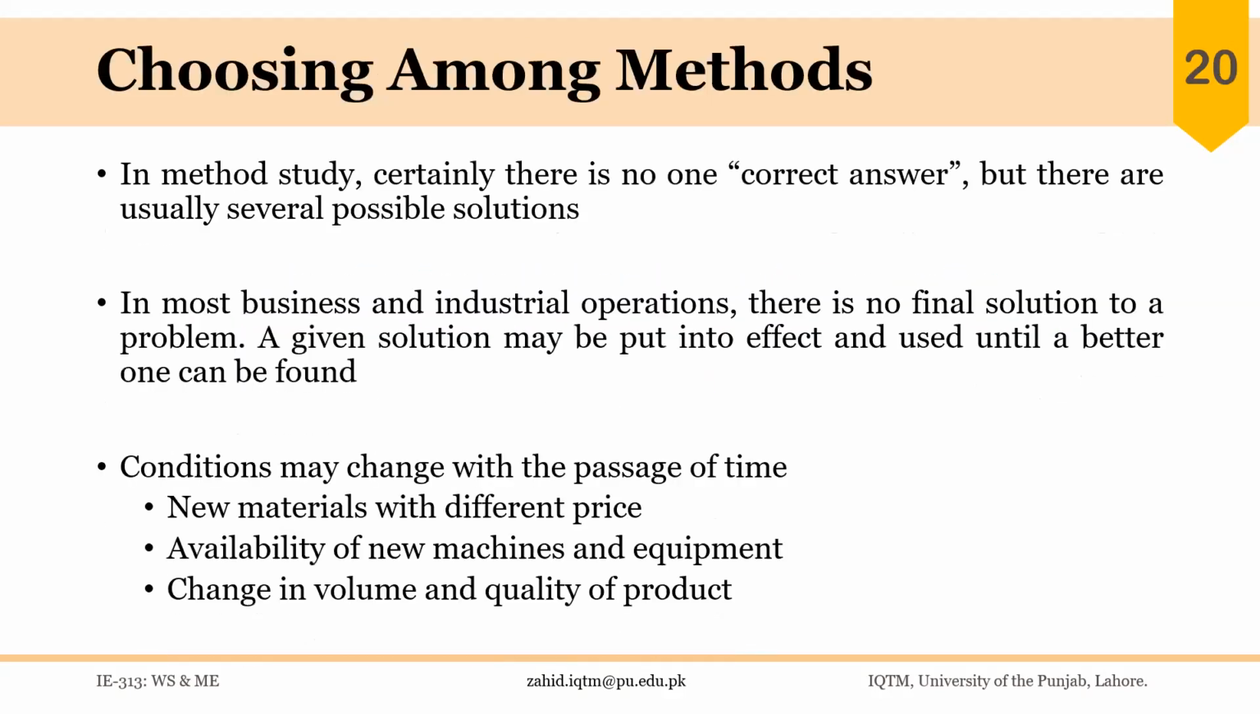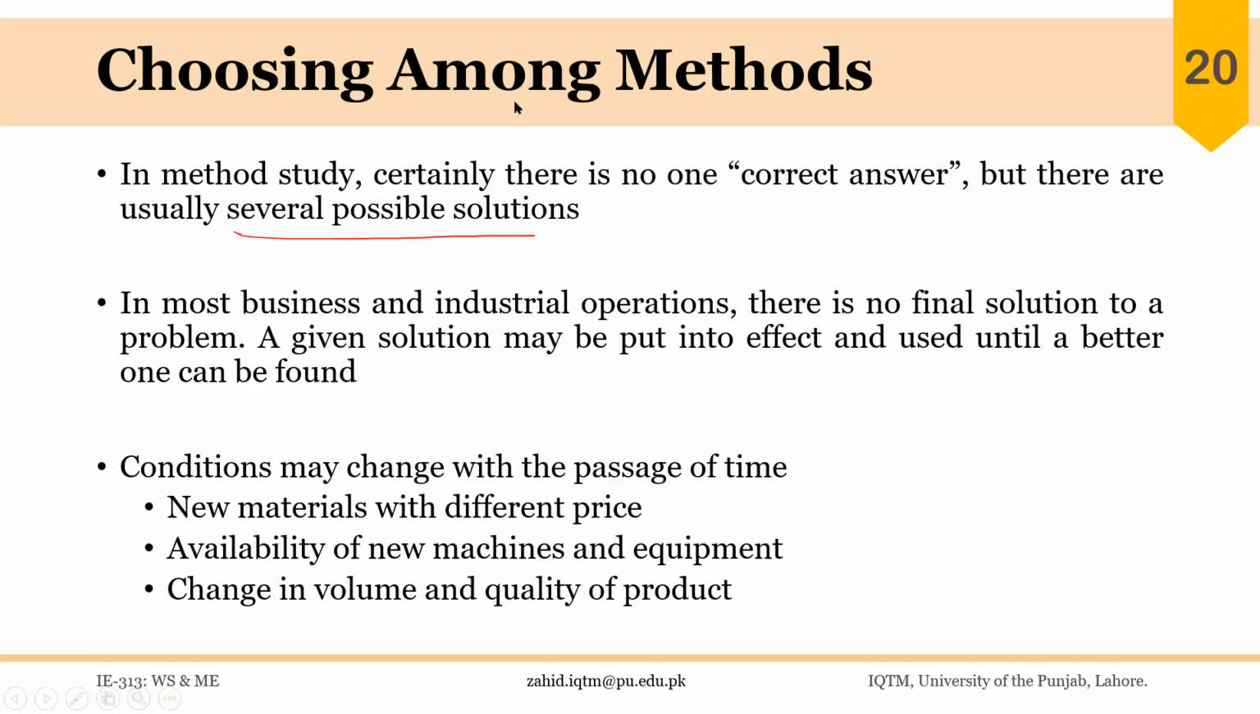So in method study or process analysis, certainly there is no one correct answer, but there are usually several possible solutions. And in business and industrial operation, there is no final solution to a problem. A given solution may be put into effect and used until a better one can be found. So conditions may change with the passage of time. New material with different price might be available. Availability of new machines and equipment might be there. A change in volume and quantity of the product can also necessitate a move to a new process.